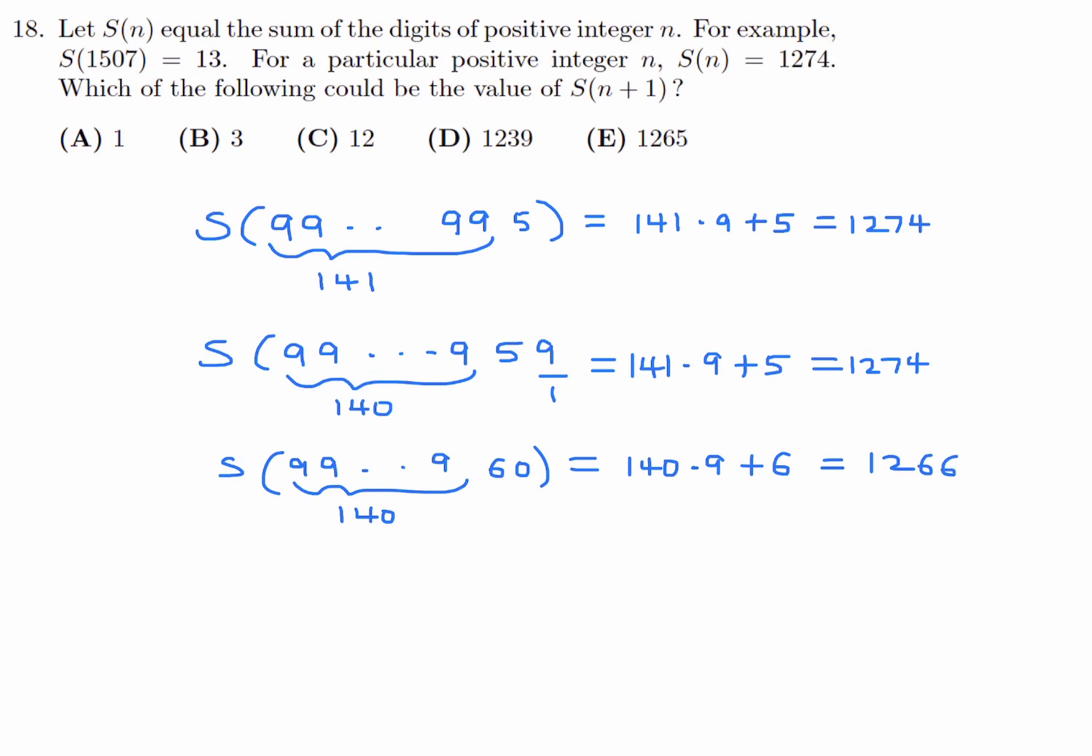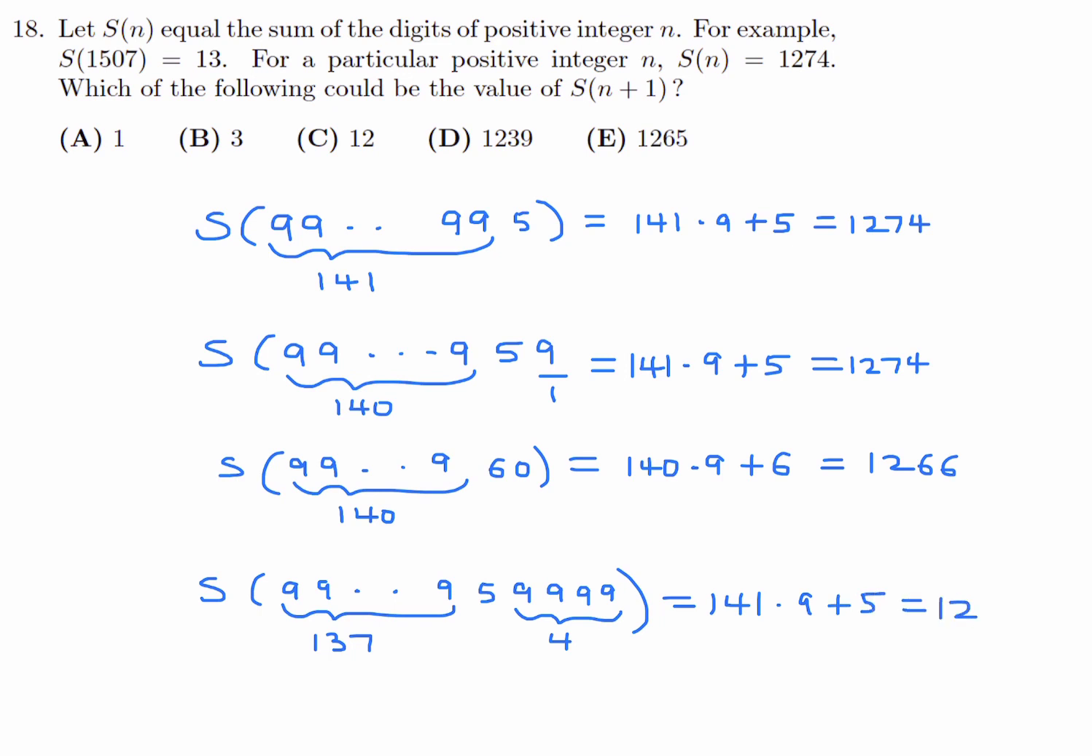All right, you keep going. And for the sake of time, I'll show you. You just have to keep moving the 5 backward. When you get to this point, 9, 9, dot, dot, dot, where you have moved it so that there's 137 here, a 5, and then we've got 4 9s here. Again, 137 plus 4 is 141 9s plus a 5, that is 1274.